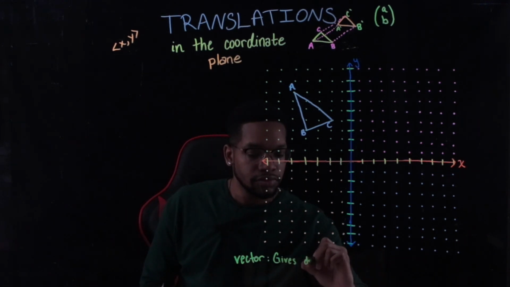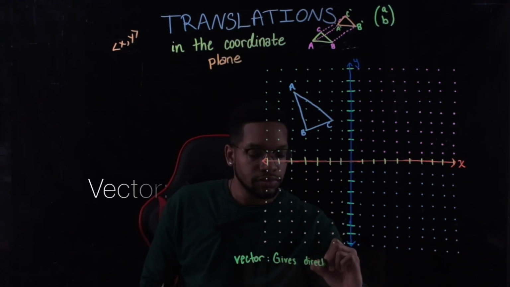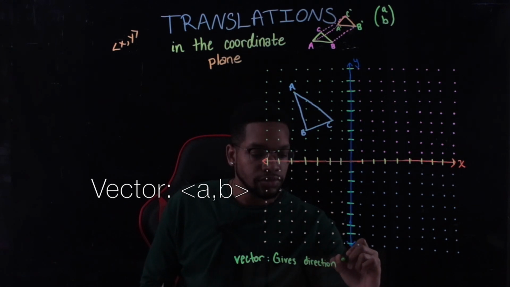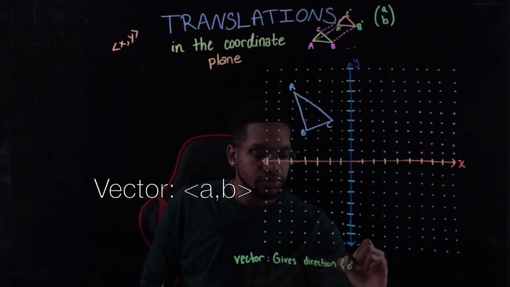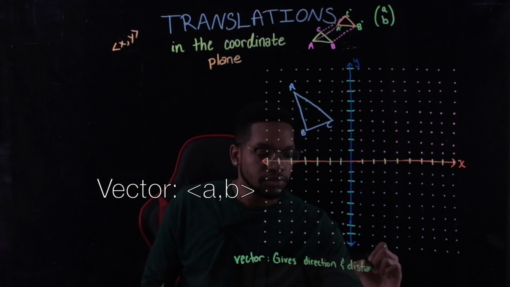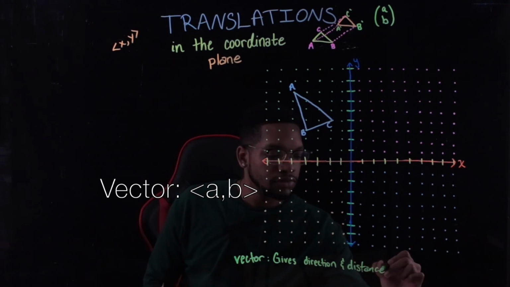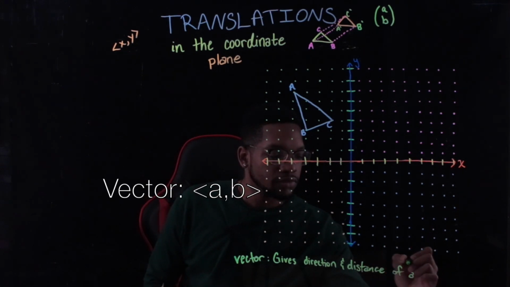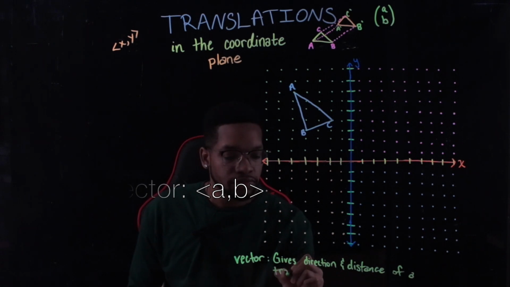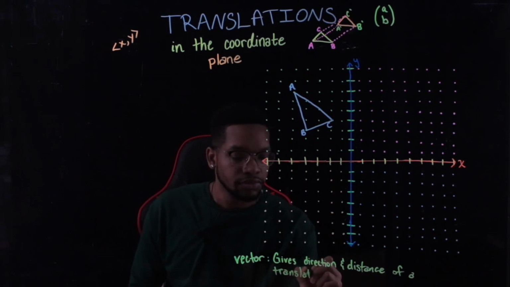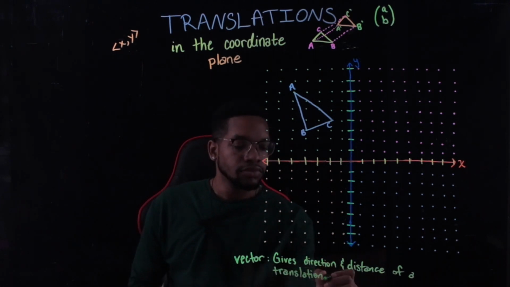You might see it one of two ways, but either way, the A is going to represent how many spaces you move left or right. You're going to move to the right if it's positive and to the left if it's negative. And then B is going to let you know how many spaces to move in the Y direction. So if B is positive, you're going to be moving up. If B is negative, then you're going to be moving down.